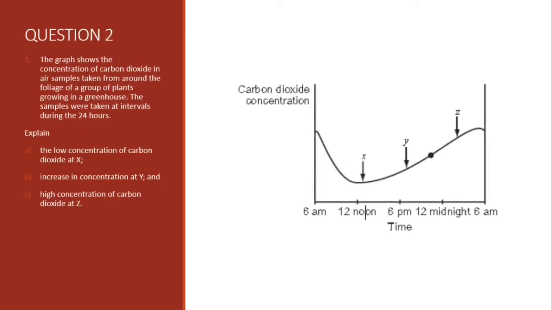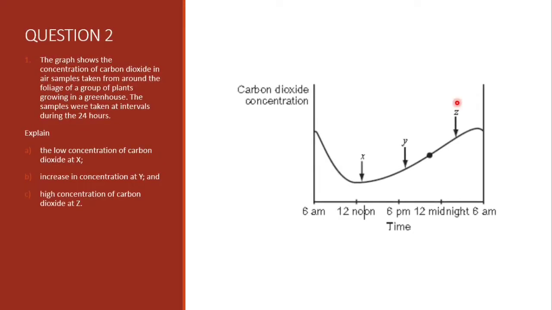Question 2. All right, that's what we have here. So the graph shows the concentration of carbon dioxide in air samples taken from around the foliage of a group of plants growing in a greenhouse. The samples were taken at intervals during the 24 hours. Okay, so the graph shows the concentration of what? Carbon dioxide. So looking at this graph, it's focusing on the concentration of carbon dioxide in the environment.